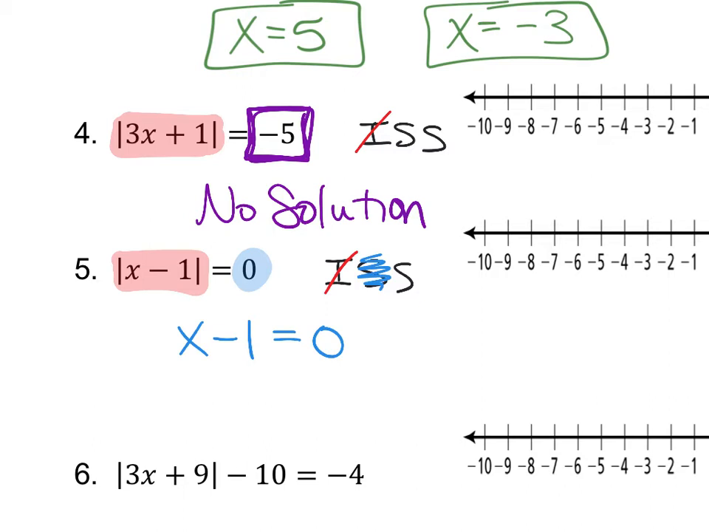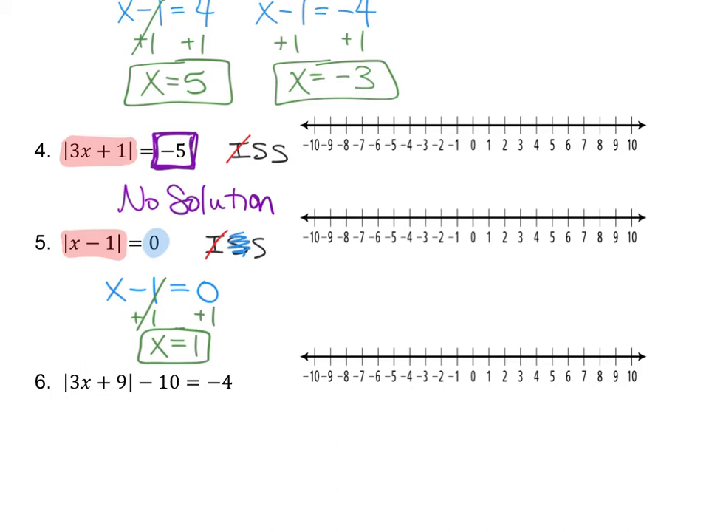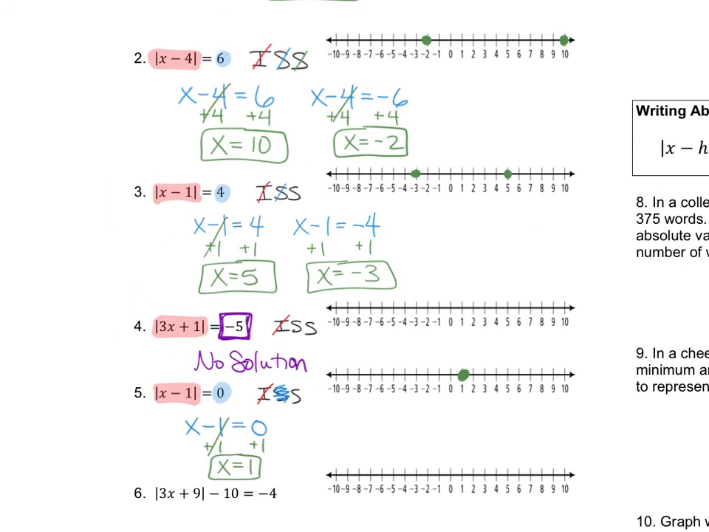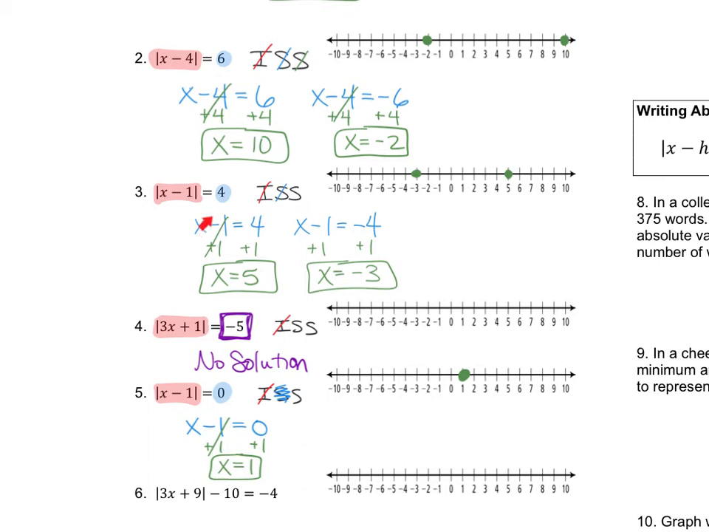There's no separate. And then we solve. We add 1 to both sides because that's the opposite of subtracting. This is going to be x equal to 1, and that's my only solution here. There's not 2 numbers. There's just 1 number. Do you see the difference in those 3 types of problems? When we have positive numbers, we have 2 solutions. When we have negative numbers, we have no solution. And when we have 0, we just have 1. Because there's no such thing as negative 0, so you can't separate them.